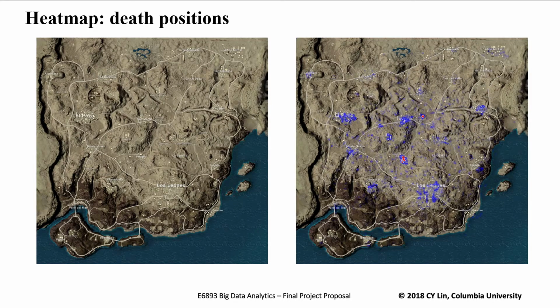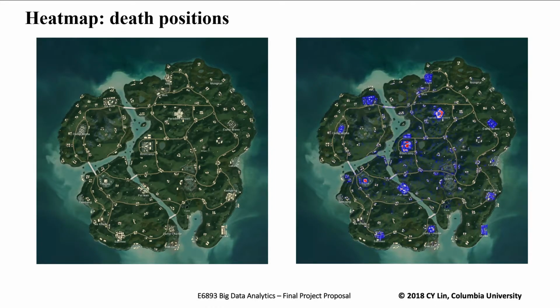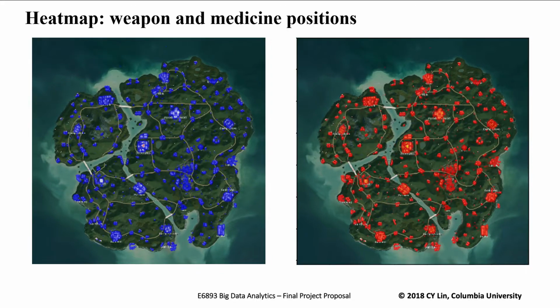This is the background picture and the death heat map of the Miramar map. This is the background picture and the death heat map of the Savage map. And this is the weapon and medicine heat map of the Savage map.